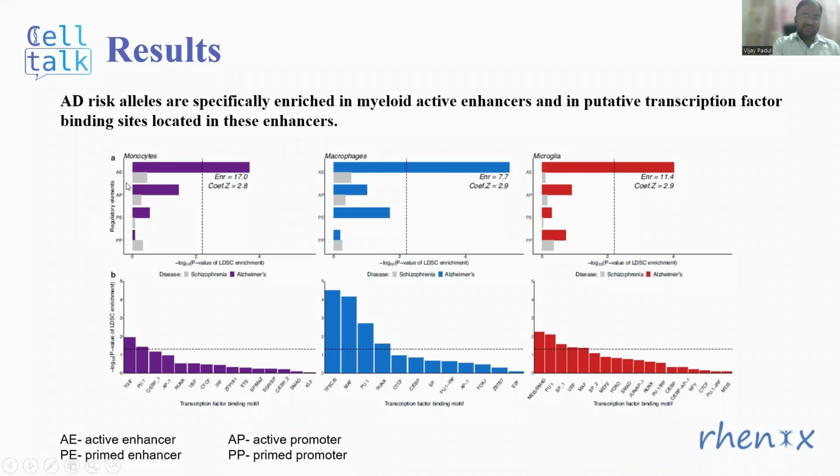So active means it is actively getting expressed, and primed means a certain assembly of transcription factors is ready in that particular position, but it is not actively transcribed.